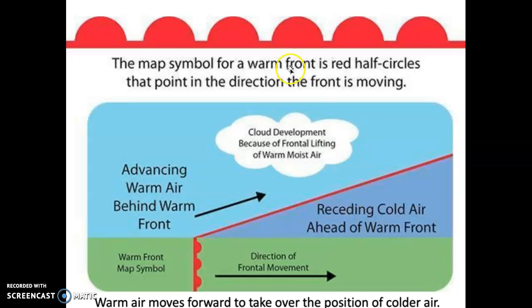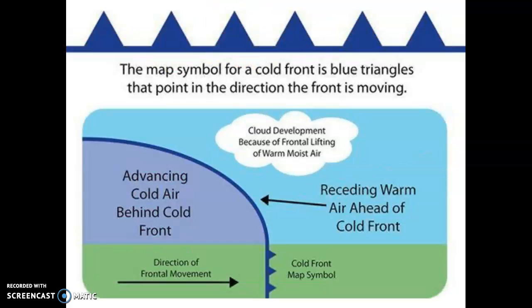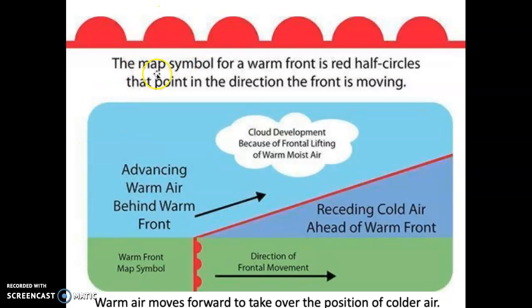The symbol for a warm front is the little red half circles. So think of it like a half sun, nice and warm, whereas for the cold, think of icicles. And just like the triangles, the half circles point the direction that the front is moving.